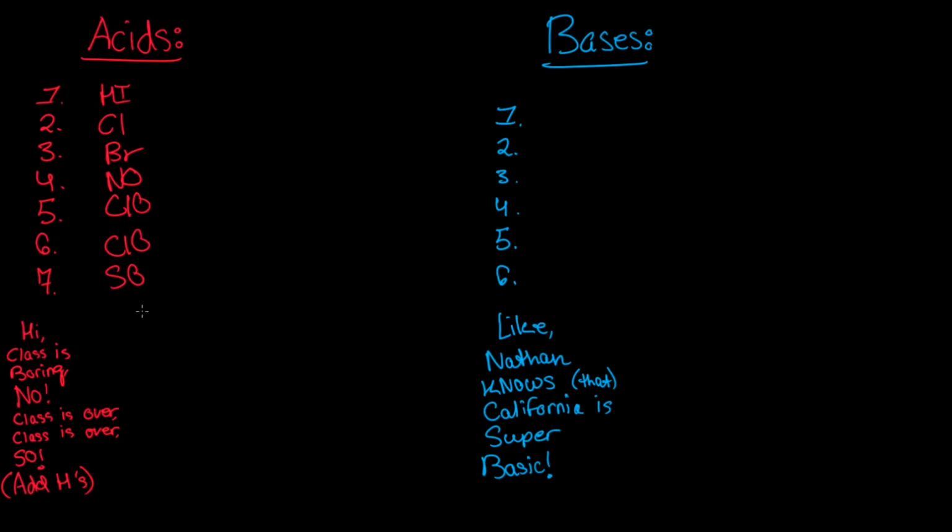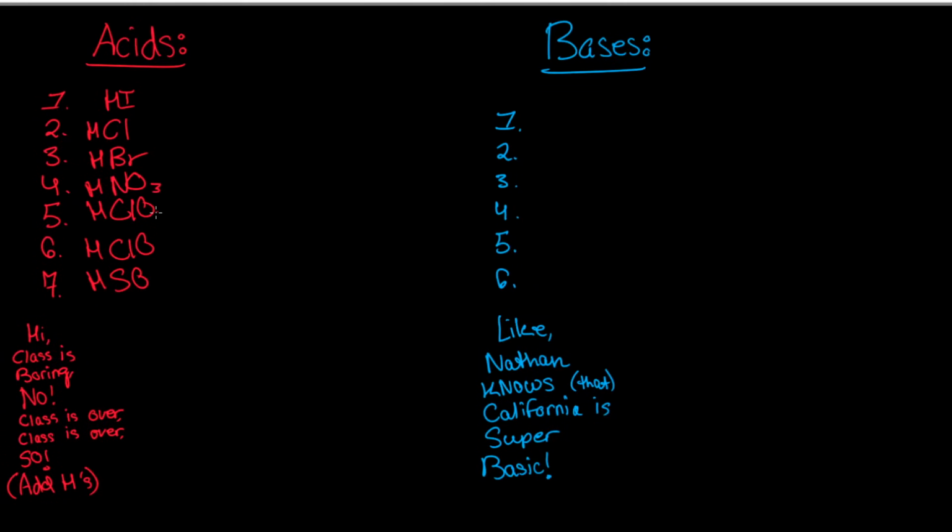So, now what we do, we can add the H's in the beginning, to make them an acid. And now the final step here is to add the subscripts. 3, 3, 4, 4, and make sure to add a 2 here. And now there you go, we have all the acids.